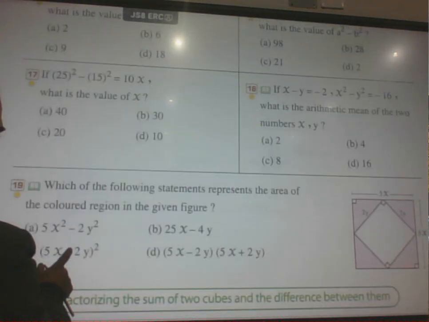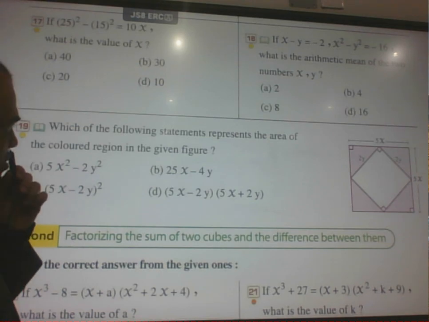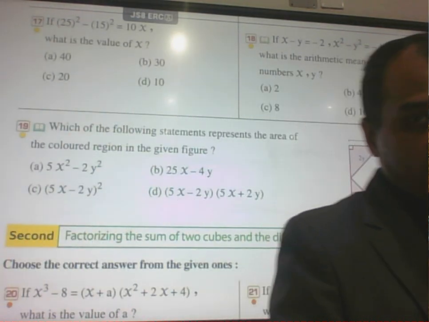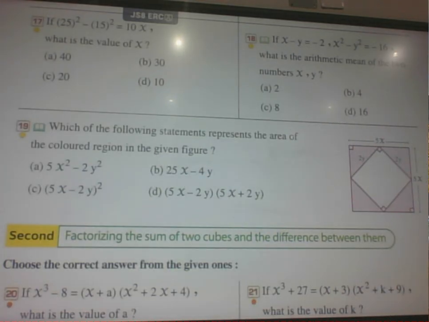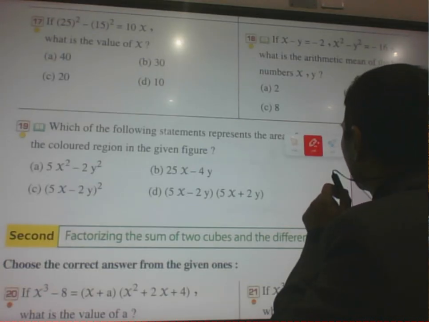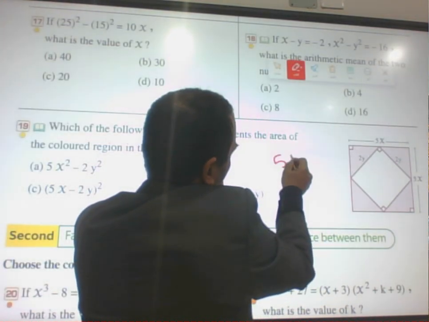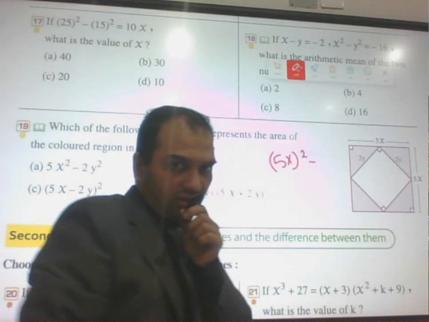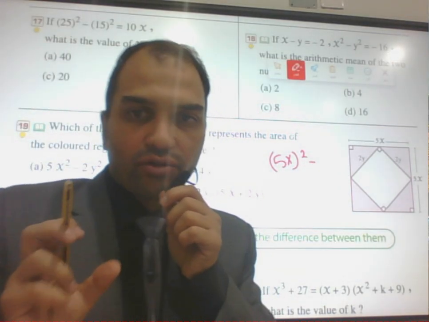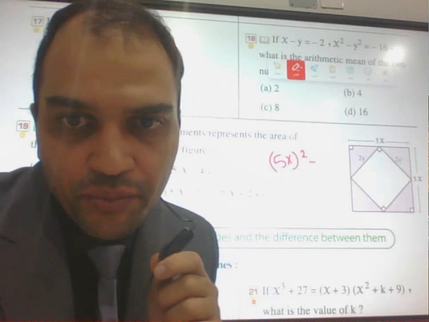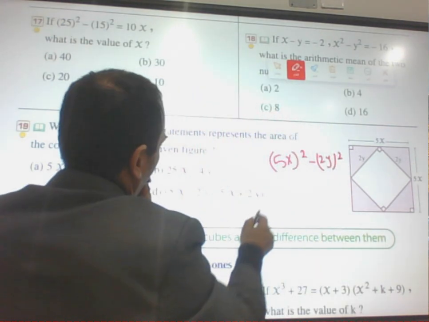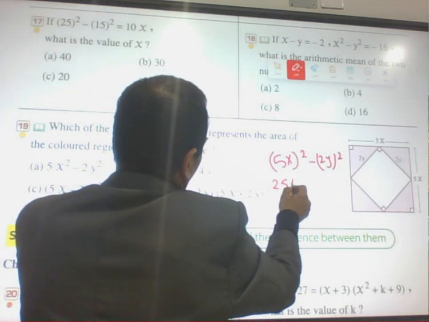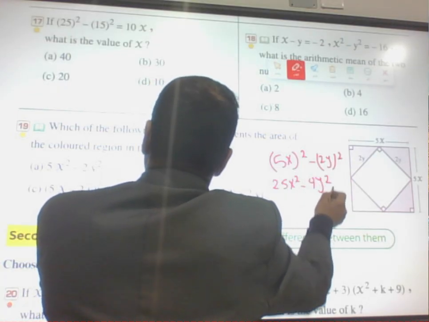Next question down. Look here. Which of the following statements represents the area of the colored region in the given figure? Look with me here. We have two squares, the first and inside it another square. We can find the area of the first by side times side, 5x power 2. And the area of the inner square is side times side, 2y all power 2. Then the area will be 25x power 2 minus 4y power 2.